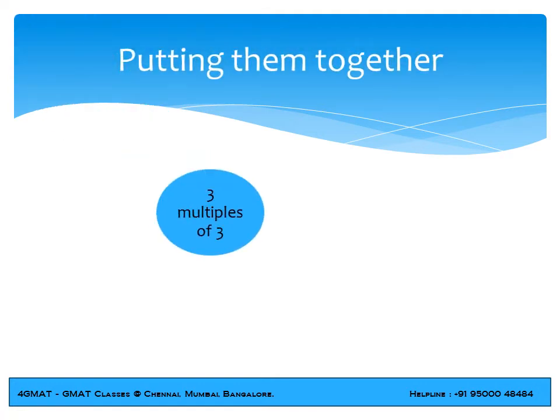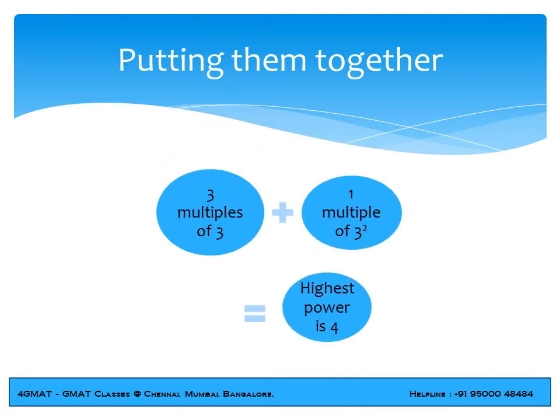Putting all these together, there are 3 multiples of 3. There's one multiple of 3 square. So the highest power of 3 that can divide 10 factorial is 4.